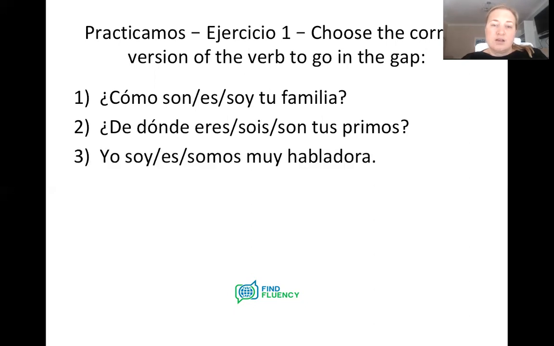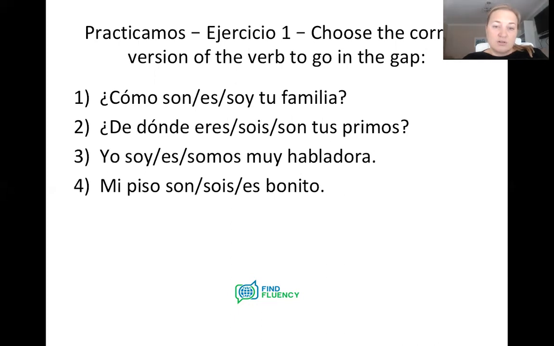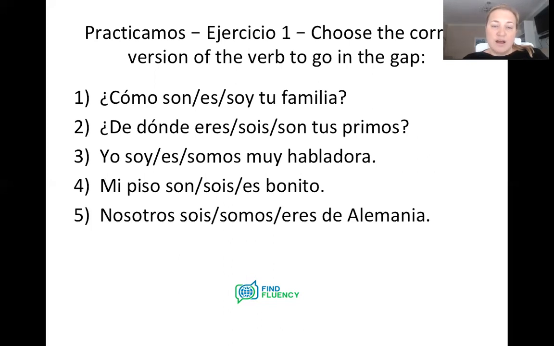And then, yo soy, yo es, or yo somos muy habladora. So habladora, we saw in the last slide or the one before, means talkative or chatty. Number 4, Mi piso, son, sois, or es bonito. And number 5, nosotros, sois, somos, or eres de Alemania.